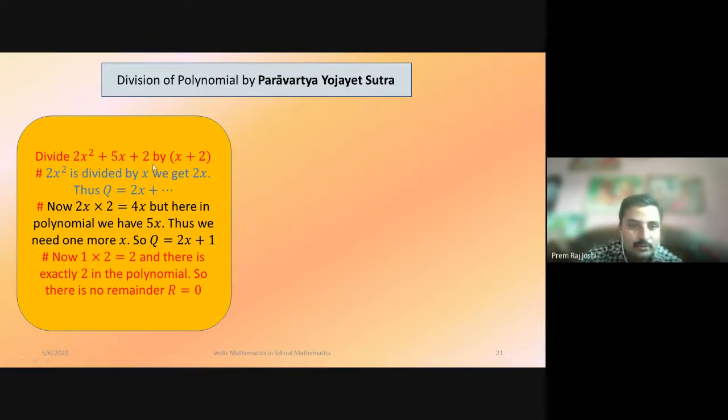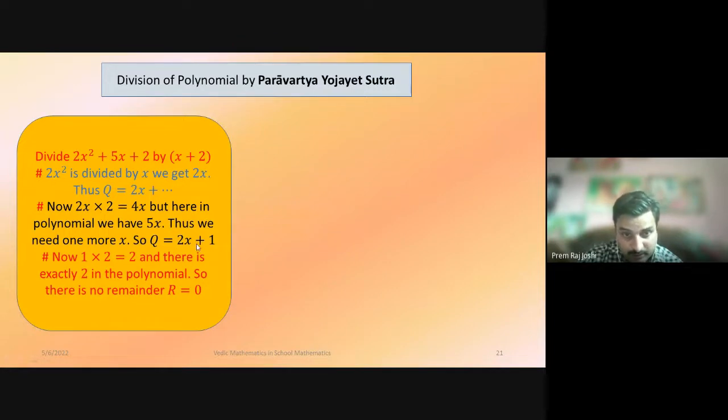So by our multiplication we get 4x, but in the polynomial we are given 5x. So one more x should be there. Thus we need one more x, and when this x is divided by 1x, we will get 1.